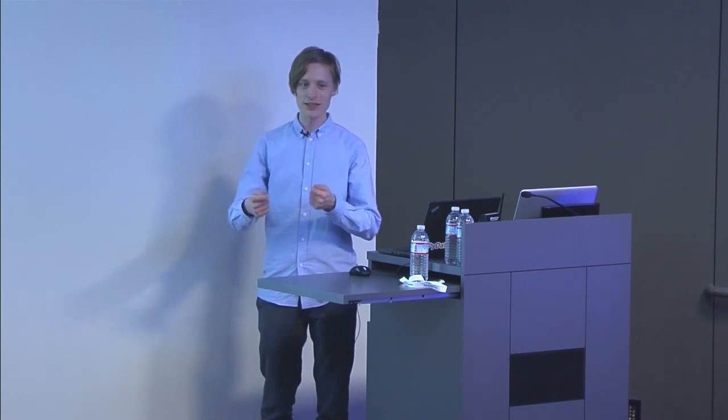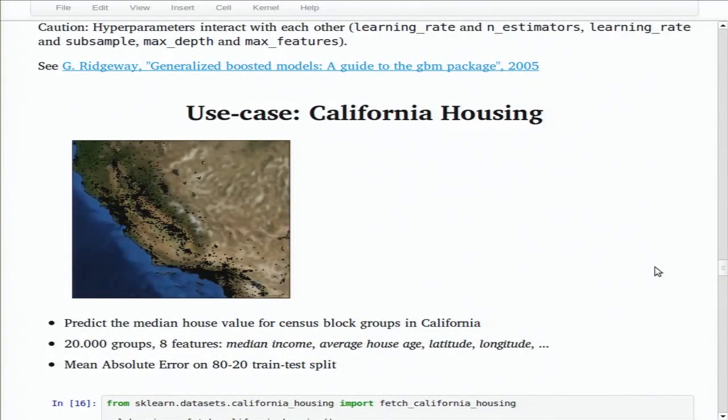So based on what we learned now, and how we tune our GBM models, our gradient boosting models, and what those hyperparameters mean, now let's apply it to some real world data, to test our skills in practice. What I picked here was the California housing data set. I think it has a number of challenges that are quite interesting for boosting in particular.